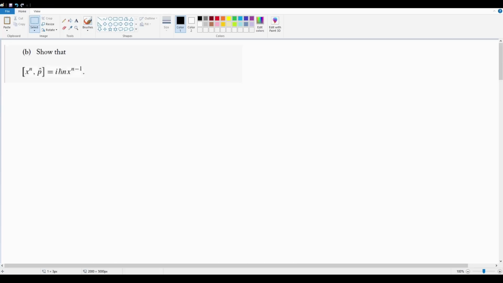Okay, part B is between two actual legitimate operators now, x to the power of n and p hat, and we want to show that their commutator is equal to this. So let's write this out fully. The commutator of x to the n and p hat is going to give us x to the n times p hat of whatever function we're dealing with minus p hat x to the n times whatever function we're dealing with. The x operator is just x, right? Therefore, x to the power of n is just going to give us x to the power of n as well as an operator. p hat is our momentum operator. It's negative i h bar d by dx.